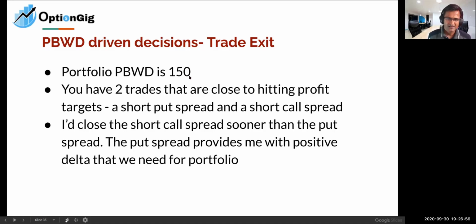In some cases, and this is one case where I have used it multiple times, you would have seen in the comments me saying, I'm doing this because it supplies me with negative deltas, or I'm closing this now because my portfolio is already bullish. Even though this trade has not hit the profit target, closing this will reduce the deltas. So close this.